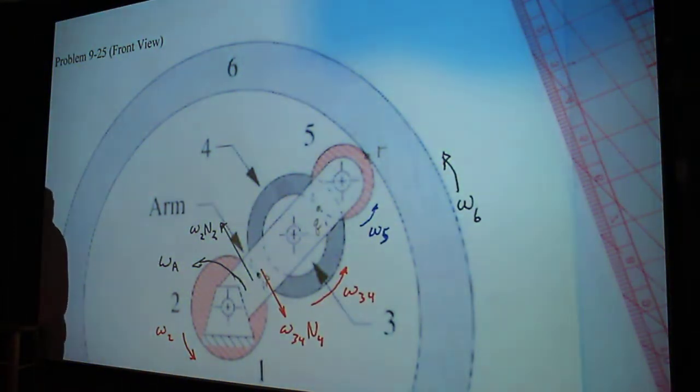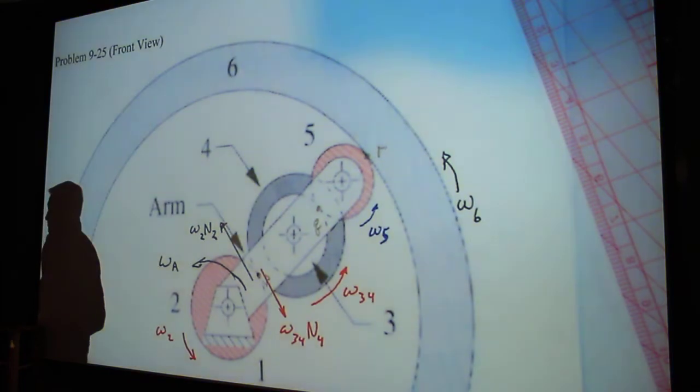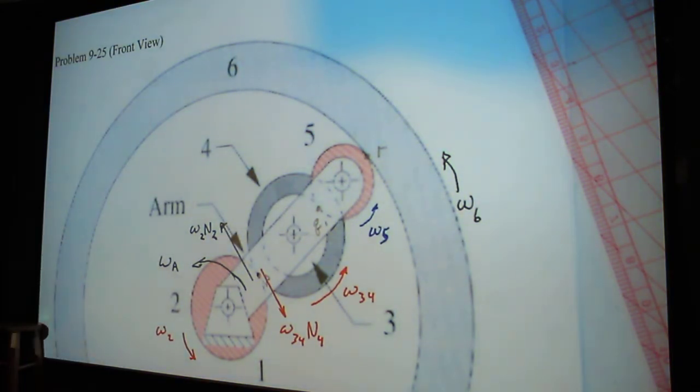So let me stop right there and entertain any questions. Yes? Does it matter when we draw these if it's at an exact right angle? No, but you want to kind of draw it like that. But it doesn't matter exactly.